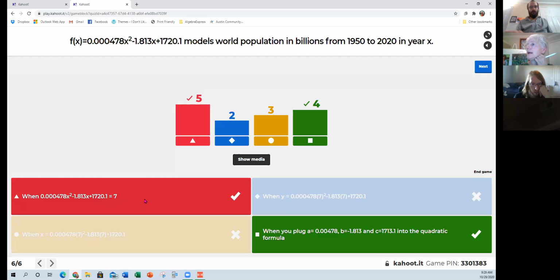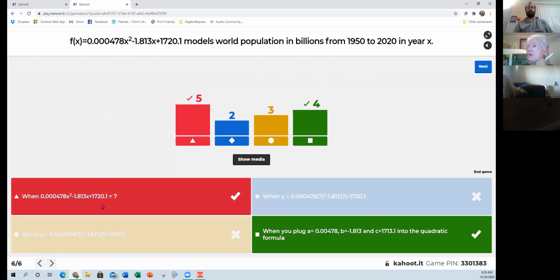Now, if they asked us what would be the population in the year 1955, that's when you would plug 1955 into each one of these x's. And sometimes you have to be careful with these type of problems because they'll say where like 1950 would be the year 0. So you have to really be careful about how the problem is stated.